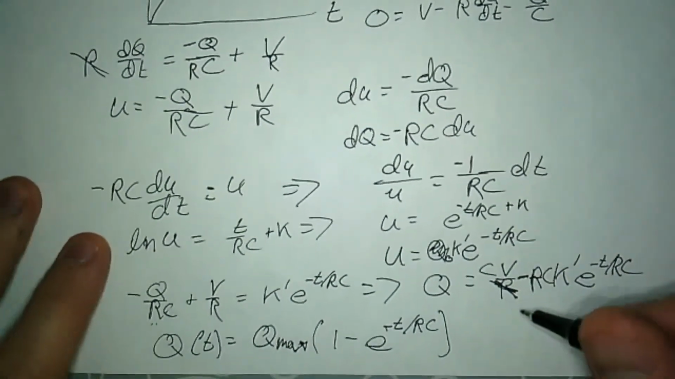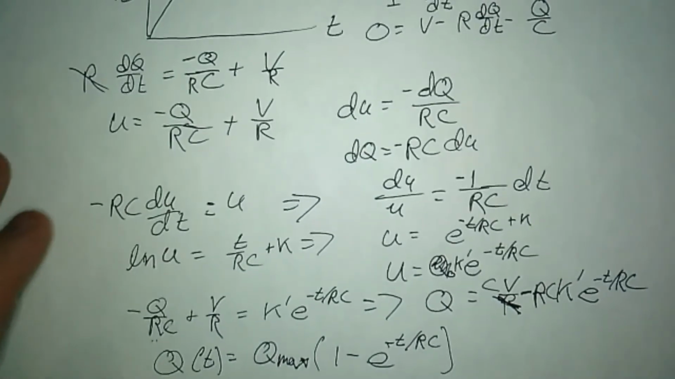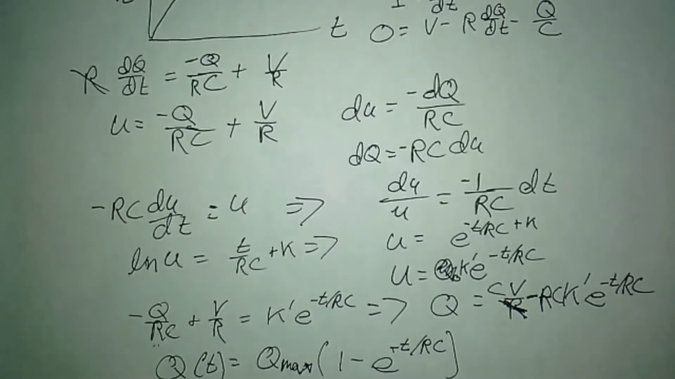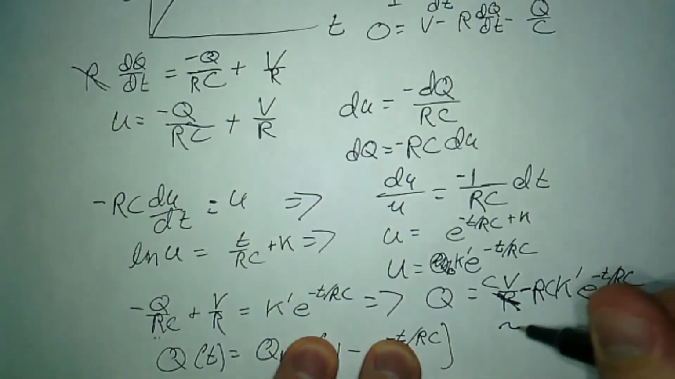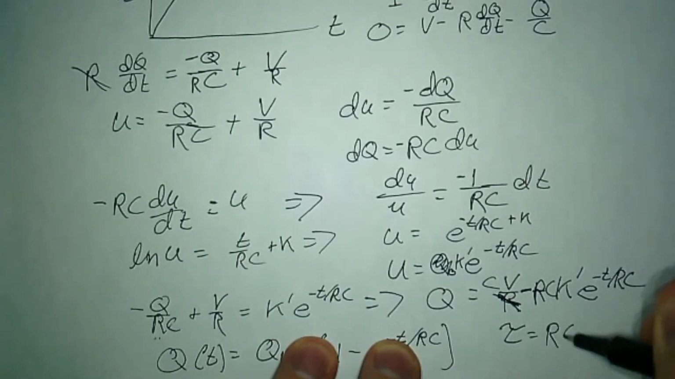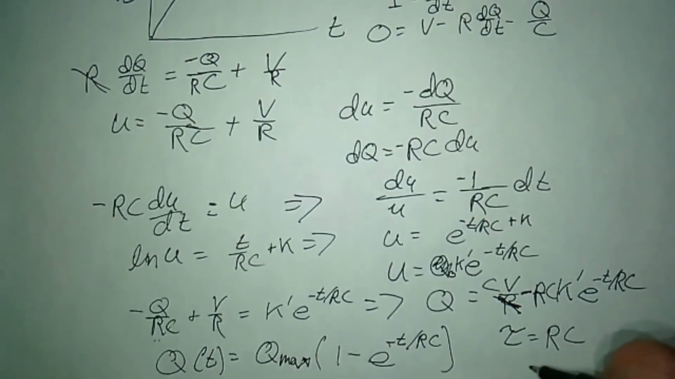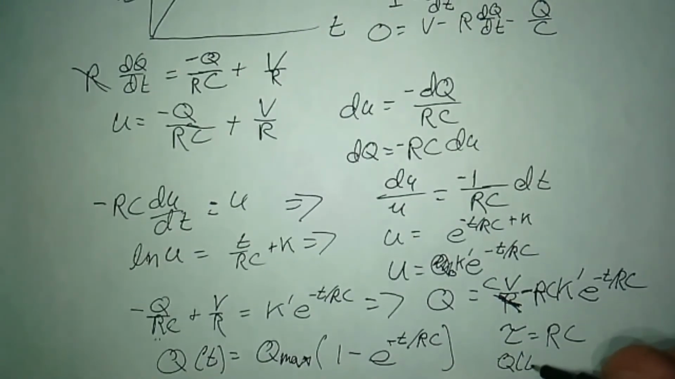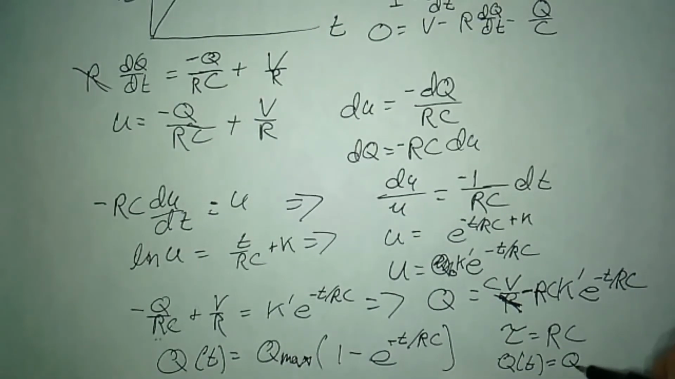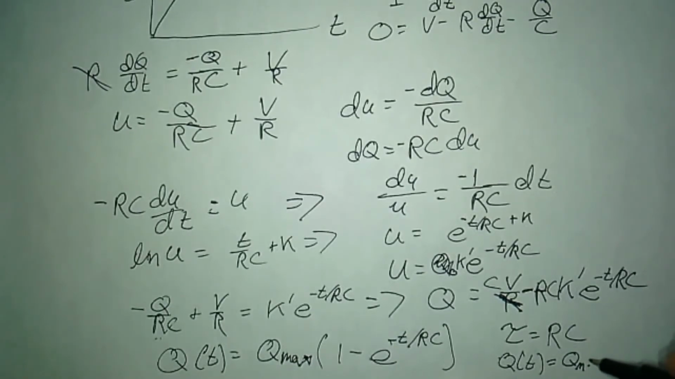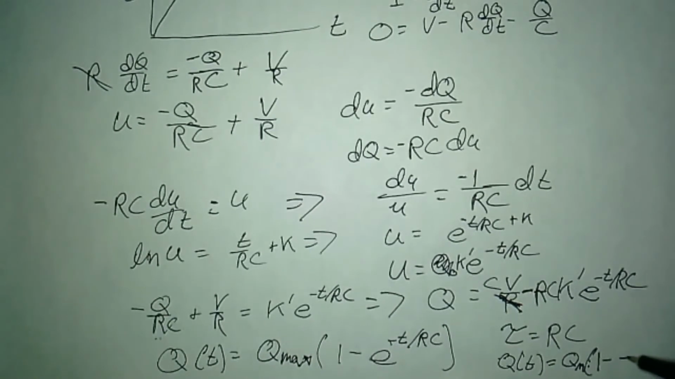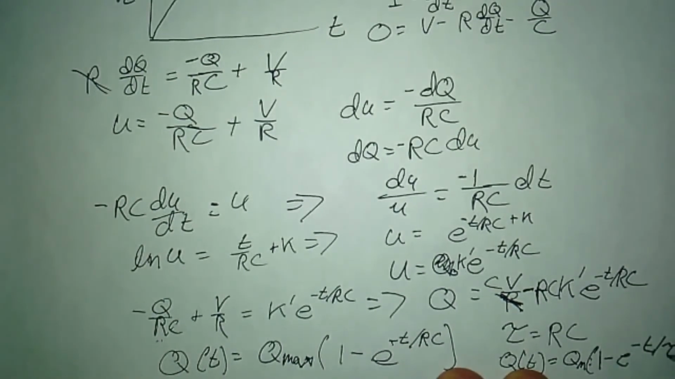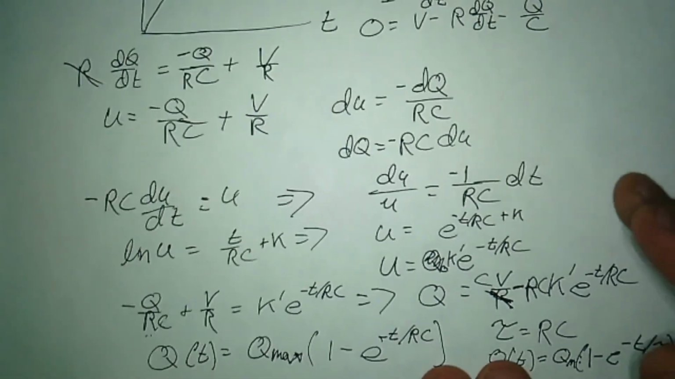And an important thing to note is that when it refers to your time constant, it might say tau, which is your time constant, and that's going to equal RC. So you could also write this as Q as a function of t is equal to Q max times 1 minus e to the minus t over tau. Make it so you can see the rest of that.